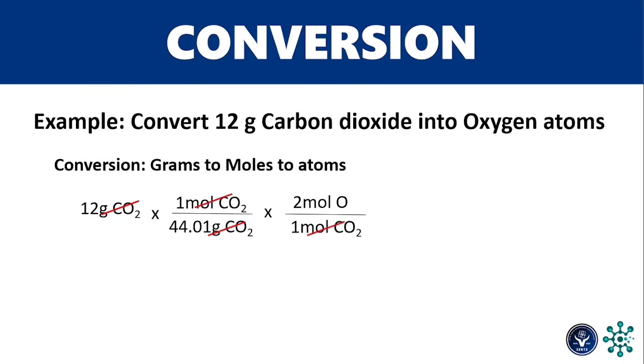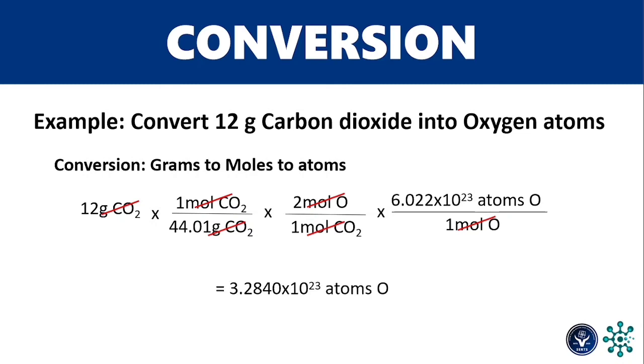We then multiply the conversion factor: 1 mole of oxygen is equivalent to the Avogadro's number, or 6.022 times 10 raised to 23 atoms of oxygen. So the moles of oxygen will cancel. The unit now is atoms of oxygen. We simplify this, we get 3.2840 times 10 raised to 23 atoms of oxygen.